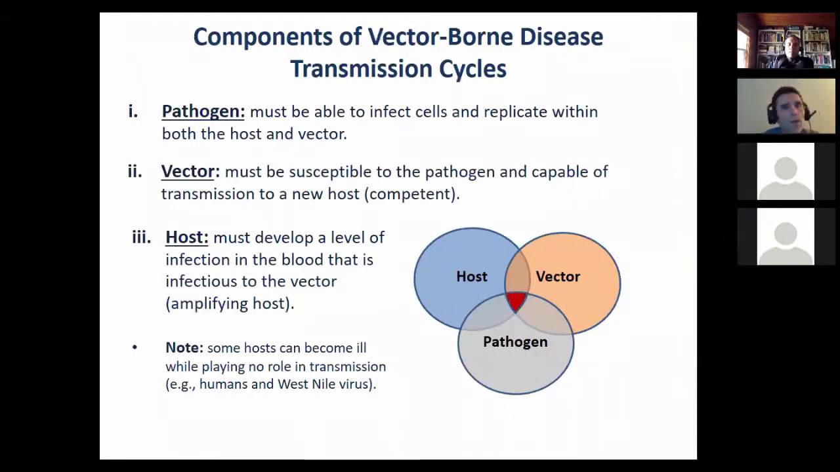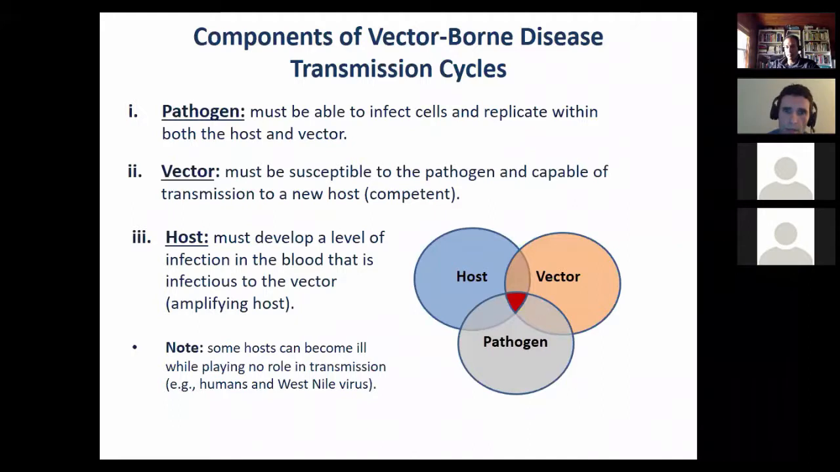All right, so to understand transmission, I think it's important that, you may think I'm pointing out the obvious, but there are three components of a transmission cycle that must all co-occur before transmission can take place. That's that you need a pathogen, a vector, and a host, and they must come together in space and time. And so the pathogen has to be able to infect cells and replicate within both the host, which tends to be warm-blooded, not always, but generally it's a bird or a mammal, and then also in the vector, which is ectothermic.